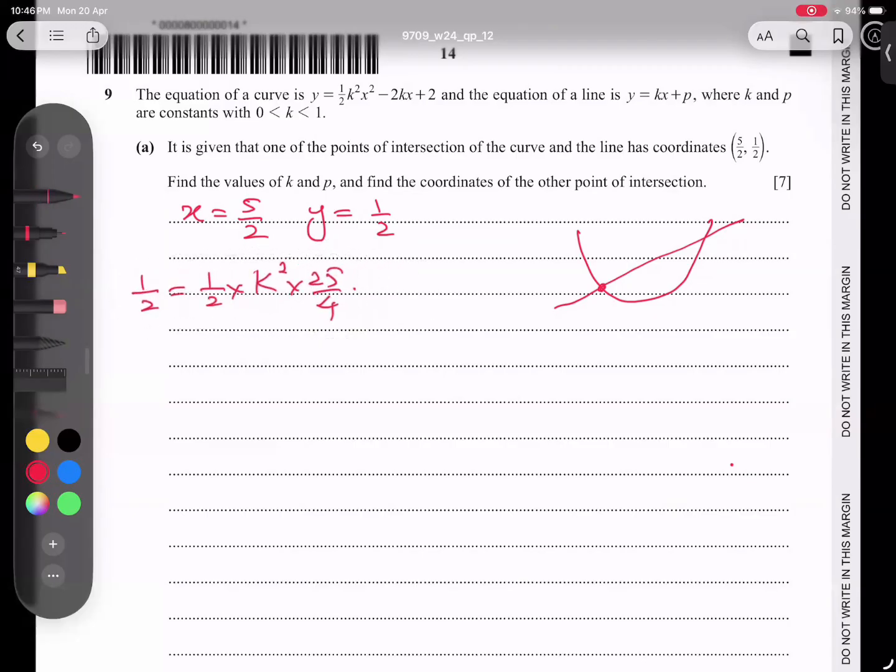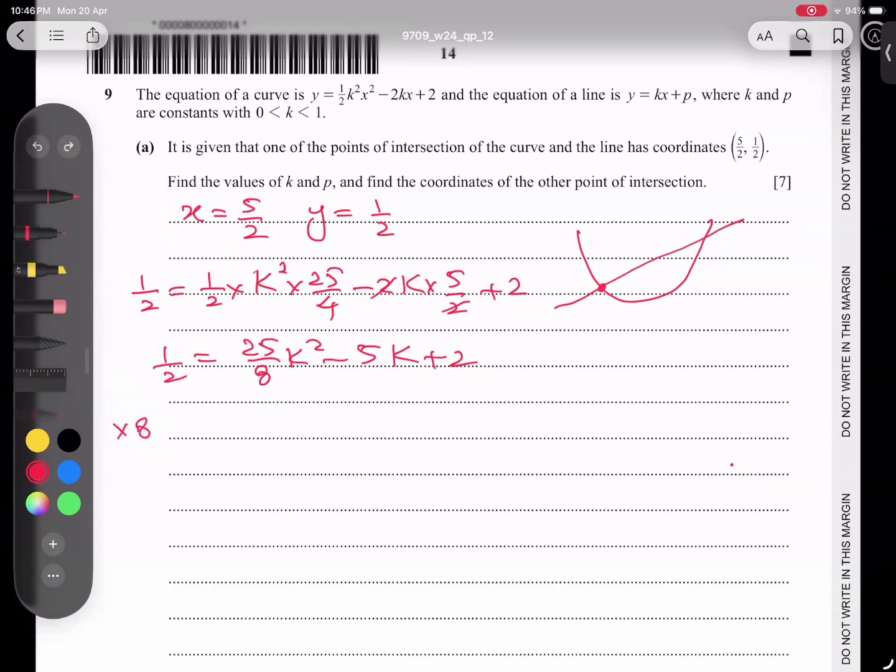Okay, minus 2 times 2k, and x value is 5 over 2, and plus 2. And now I have to solve, and inshallah the answer will come. But first of all, just simplify. So 25 over 8 k square. These two cancel, 5k and plus 2. And now I'm going to multiply the whole equation with this 8, because this fraction is disturbing us.